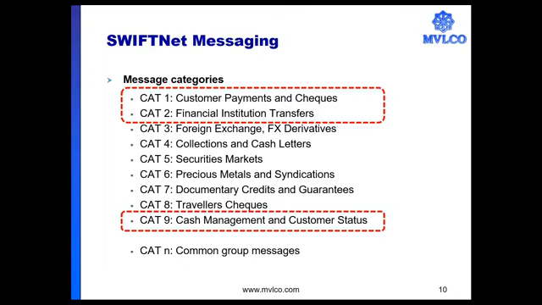Now the N90 is used for advising charges, interest and other adjustments. The N91 is a request for payment of charges. N92 is a request for cancellation.